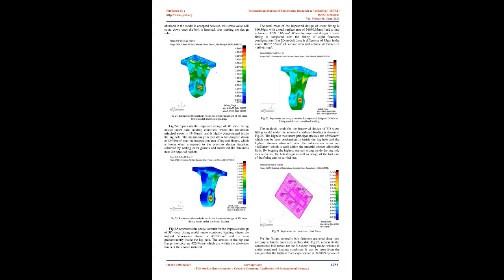Fig. 27 represents the constrained bolt forces. For the fitting, bolt fasteners are generally used since they are easy to handle and easily replaceable. Fig. 27 represents the constrained bolt forces for the 3D shear fitting model under combined loading condition. It can be seen from the analysis that the highest force experienced is 34500 N, by one of the fasteners at the edge. This value is a reference value for the design of the bolt for the shear fitting. This paper is mainly focused on the design and analysis of shear fitting for the vertical tail of a small aircraft.